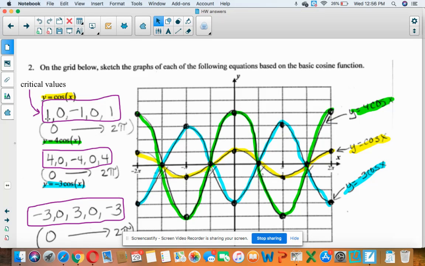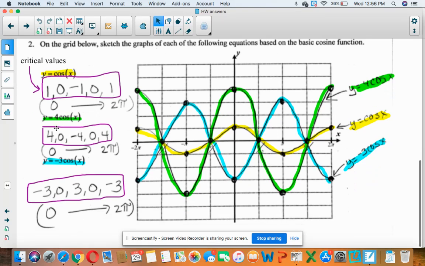So my critical values for cosine are 1, 0, -1, 0, and 1, and that occurs between 0 and 2 pi. That's the yellow graph. If I have a 4 in front of it, then I'm changing the height of the graph. So that's the green graph that's right here.